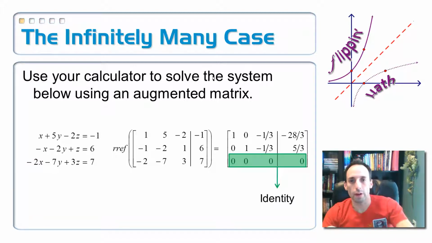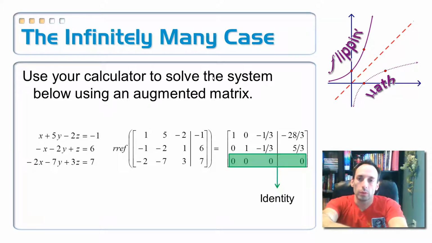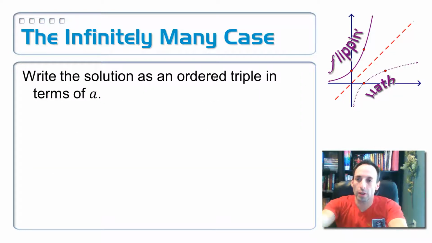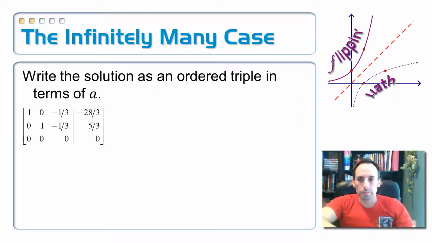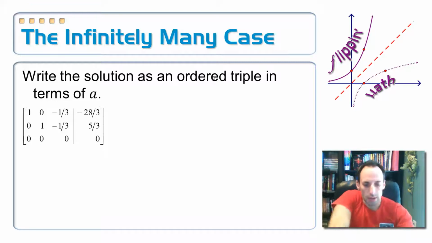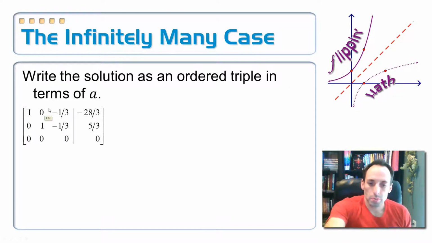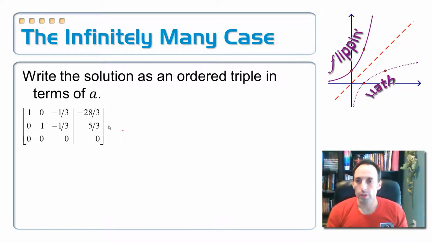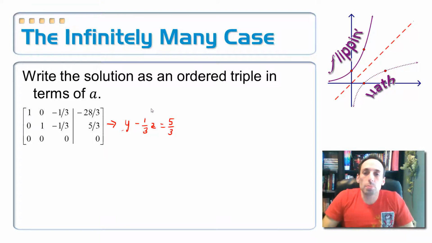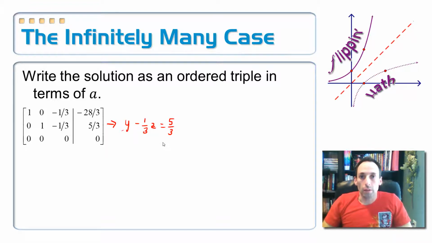So let's take a look at that. I'm going to rewrite that matrix on this next slide, and let's rewrite this as an ordered triple in terms of a. We're going to start with this middle equation. It basically says there's no x, but y minus 1/3 z is equal to 5/3. At this point, I need to pick either y or z to be my a, and then I'm going to rewrite everything else in terms of that.